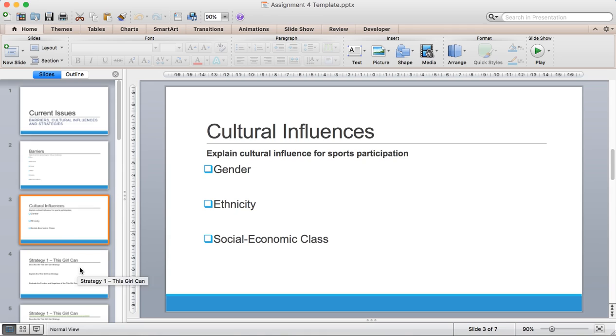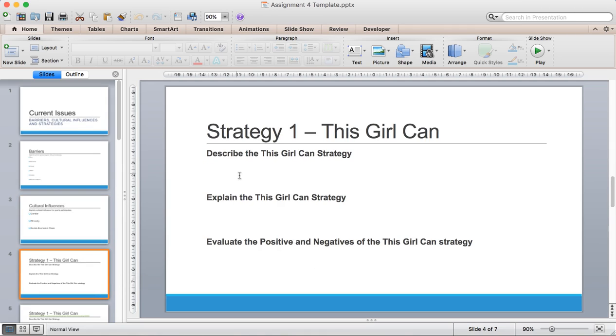And then you're going to do 3 strategies. So strategy 1 is This Girl Can. So you're going to describe what this This Girl Can strategy is. You're going to explain how it functions and how it works and how they aim to try and increase participation. And then you'll look at the positives and the negatives of this strategy. You'll put some information in here.